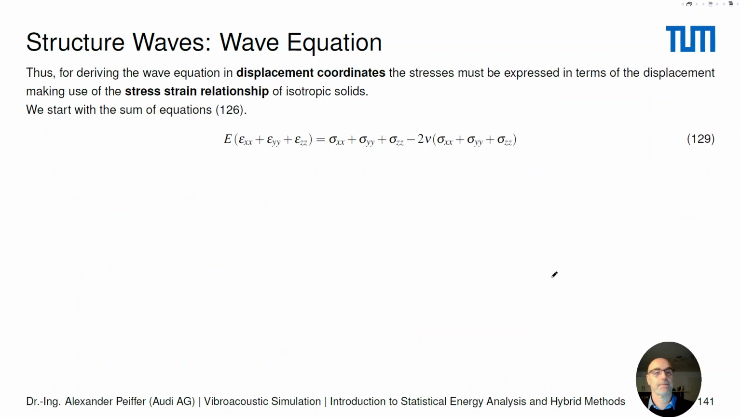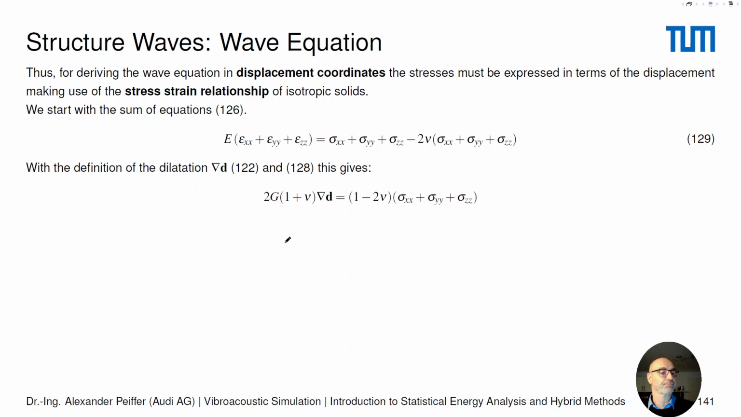So for doing this, we start with equation 136, and we add all those equations in this line, and then we get this expression here. Some of those expressions you should already know. So this is the dilatation, as it was shown before. And if we use the expression that relates the Young modulus to the shear modulus, so we get rid of the Young modulus E here, then we get this equation here. So that's the next step.